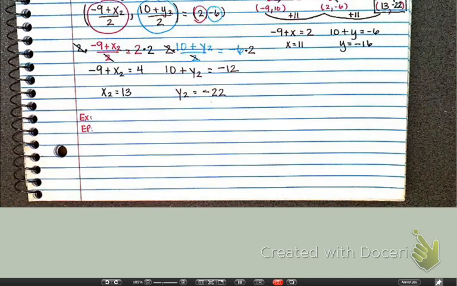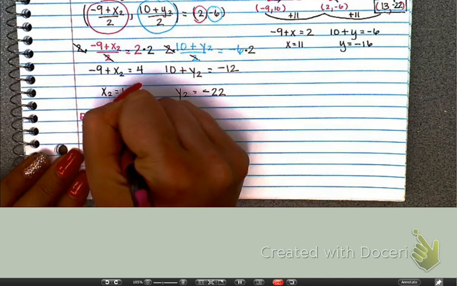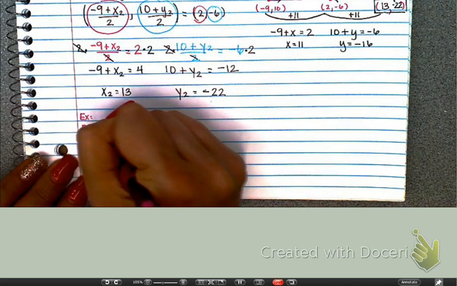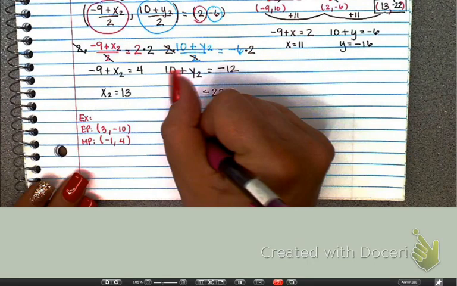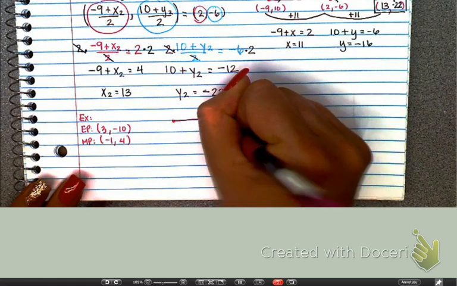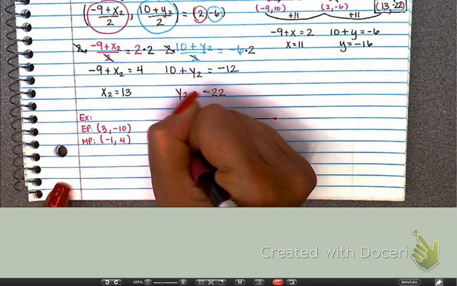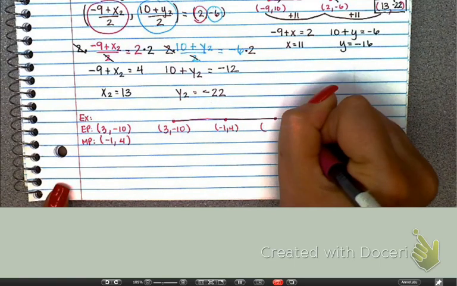Okay, so the endpoint is (3, negative 10). And my midpoint is (negative 1, 4). So I would like you to find the other endpoint. Either method. I'm going to do the second method because as I was going around, it looked like more people were going with that one. So (3, negative 10), and then (negative 1, 4), and I'm going to find my other endpoint.